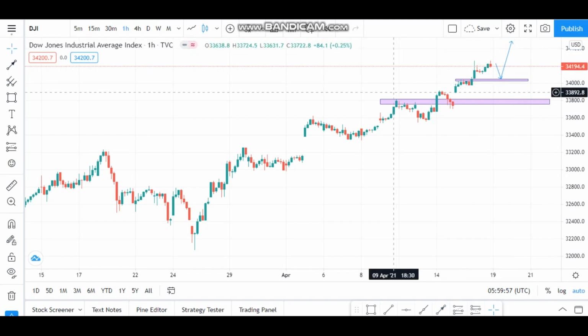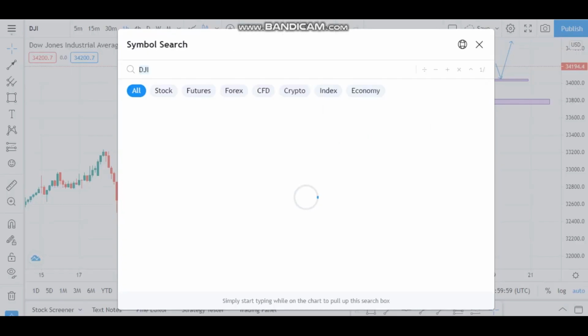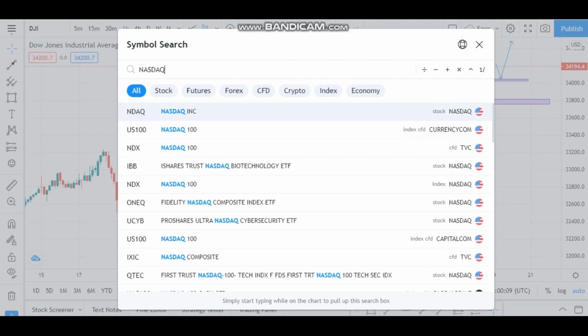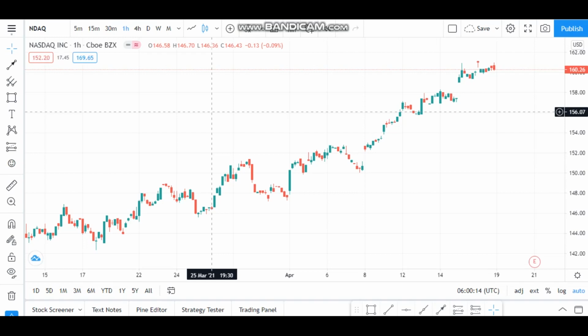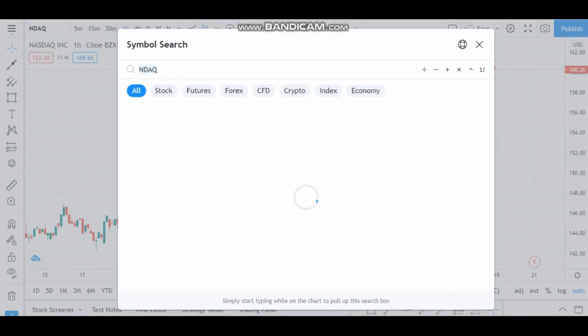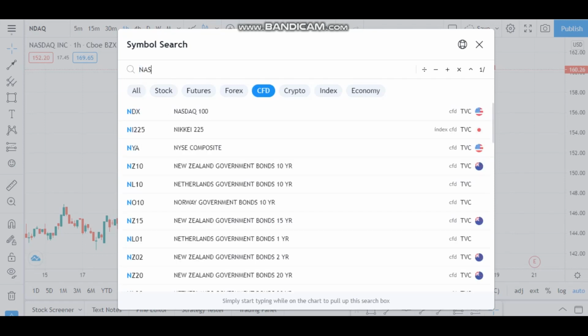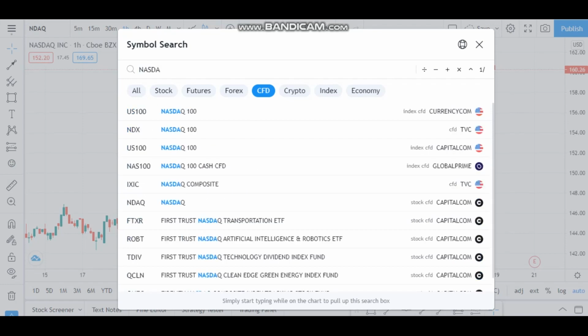So we move forward to Nasdaq. Whoa, man, this chart is really complicated to analyze. So possibly we should use CFD charts instead for Nasdaq. US 100.